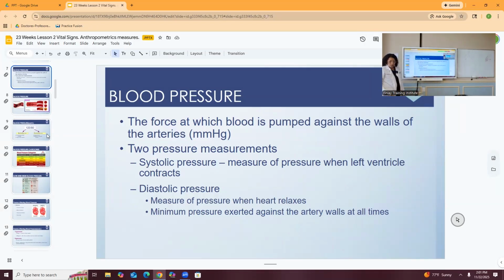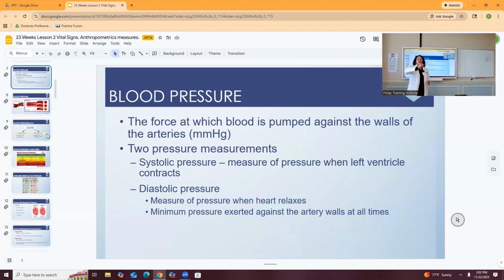We are going to put a sphygmomanometer that we're going to look at in a few minutes, and we are going to look for two pressures. Number one is going to be the systolic. Systole means contraction. This is going to be the measure of that pressure that the left ventricle is doing to send the blood to the rest of the body. And then we're going to look for the diastolic pressure. Diastolic means relaxation. So this is going to measure the pressure when the heart relaxes.